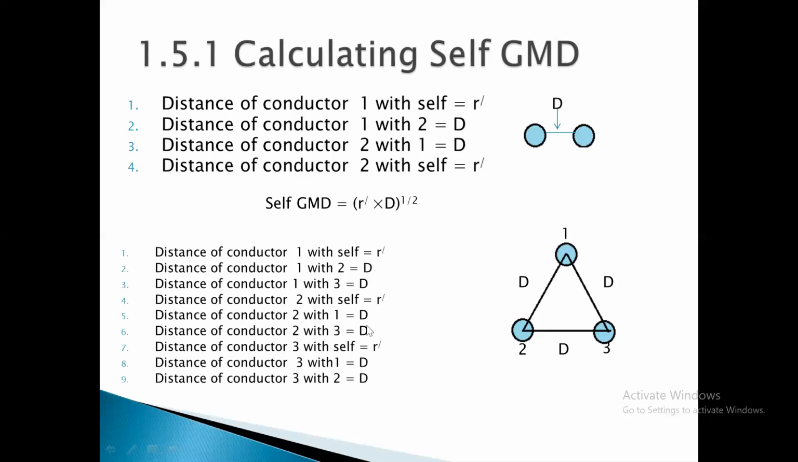Okay, that's good. So we will again apply the same thing which we applied here, that we have to multiply all the distances, divided by 1 divided by the number of distances. So how many distances are there here? 1, 2, 3, 4, 5, 6, 7, 8, 9. Nine, right?